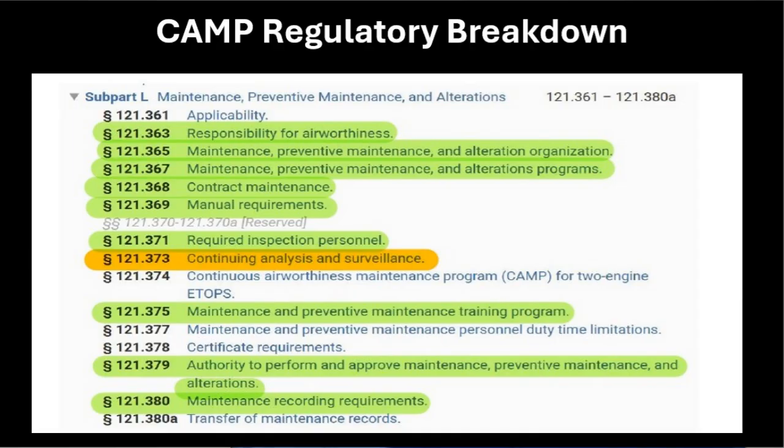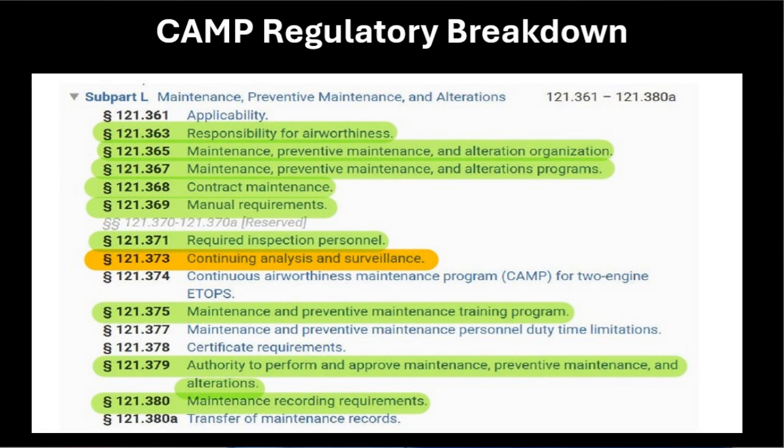The CAMP program explains how an air operator tracks, schedules, controls, trains, and performs aircraft maintenance and inspections on its aircraft. Each CAMP program encompasses 10 elements found in Title 14, Code of Federal Regulations, Part 121, Subpart L as in Lima, and Part 135, Subpart J as in Juliet.